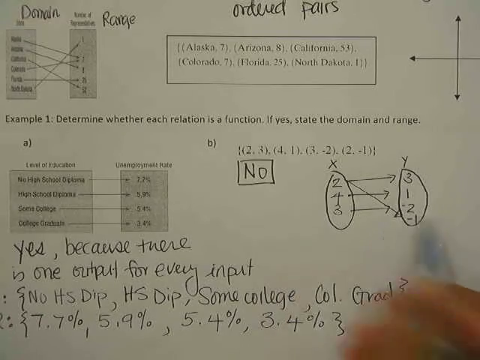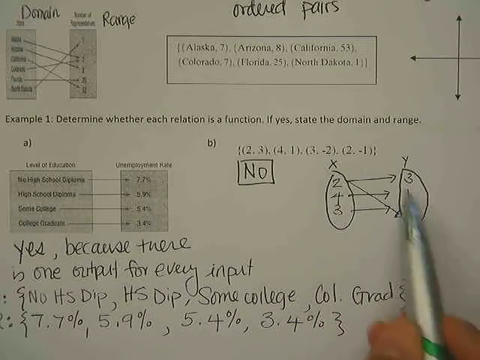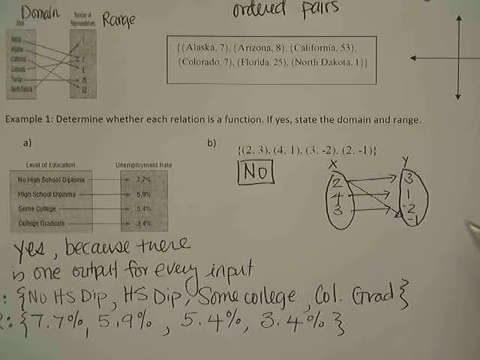Okay, so check this out. What's happening with this one input? It has how many outputs? It has 2 outputs. Therefore, this is not a function.